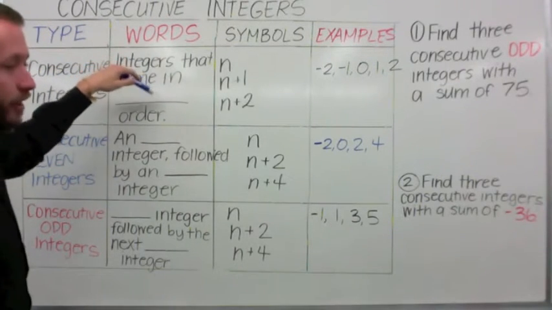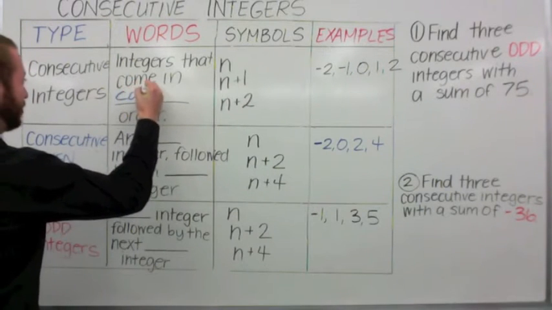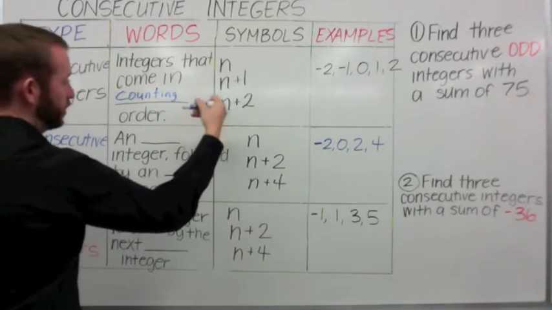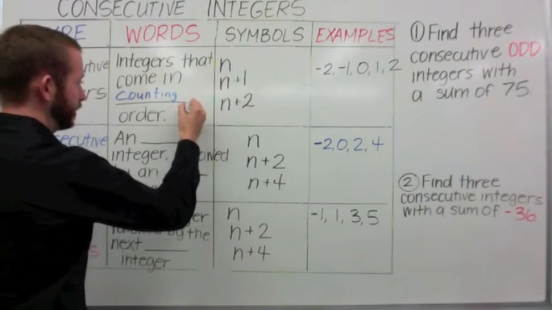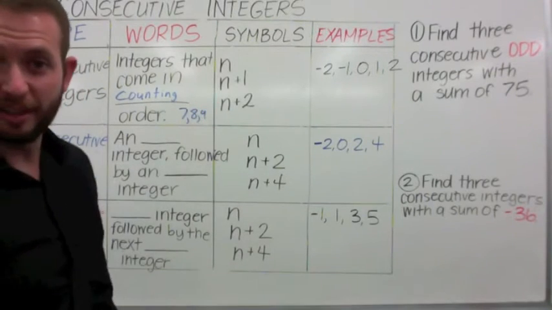Integers that come in counting order. So this would be numbers like 1, 2, 3, or maybe something like 7, 8, 9, which we all remember, because that's why 6 was afraid of 7.